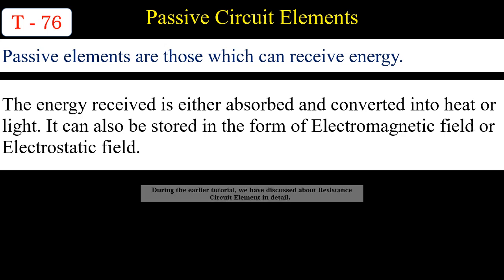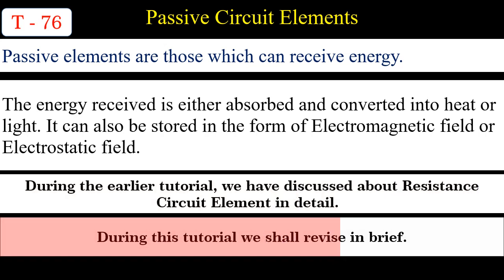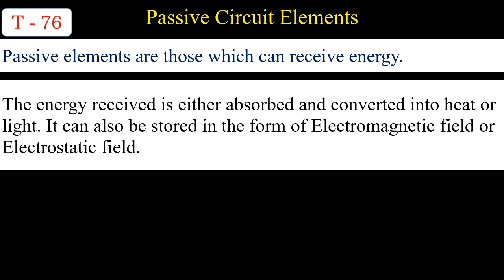Friends, during the earlier tutorial, we have discussed in detail the resistance circuit element. Therefore, during this tutorial, we shall just revise in brief. Friends, we know that the passive circuit elements are those which can receive energy, and the energy received is either absorbed and converted into heat or light, or it can be stored in the form of electromagnetic field or electrostatic field.